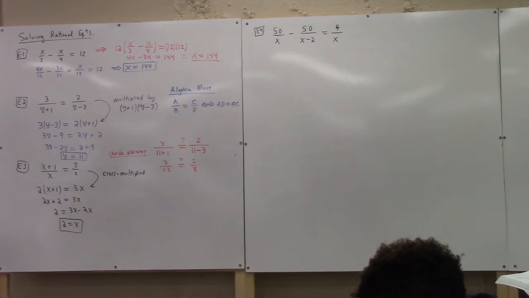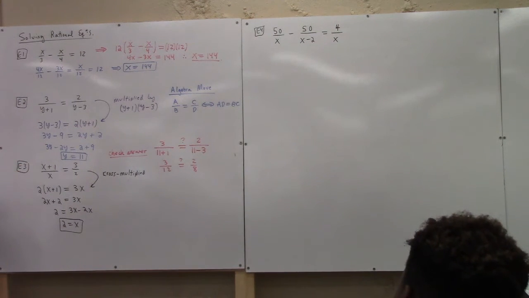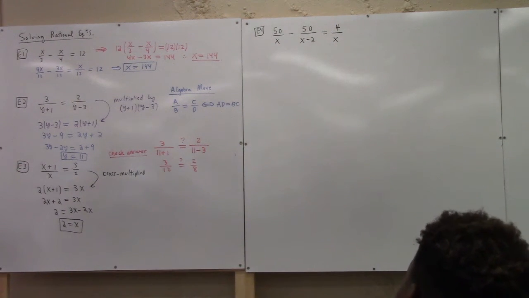And you can easily check your answer again, right? If you plug 2 back into the original equation, you get what? 2 plus 1 is 3. 3 divided by 2. Okay, so it works. If you plug 2 back in, you can easily see you get 3 halves equals 3 halves, right? So that's good.